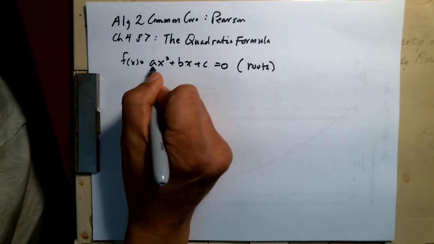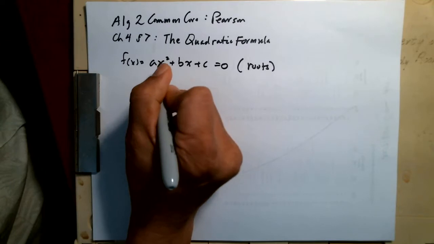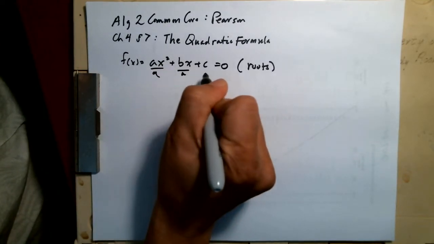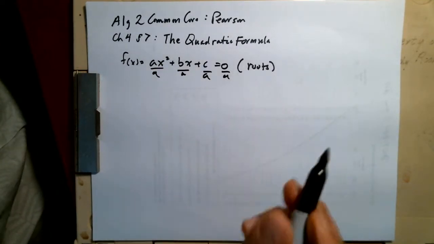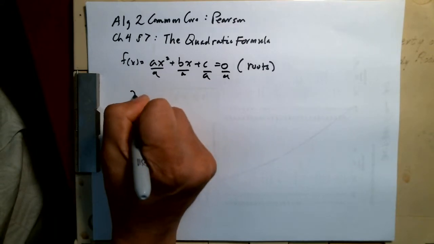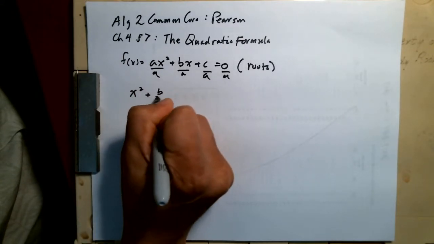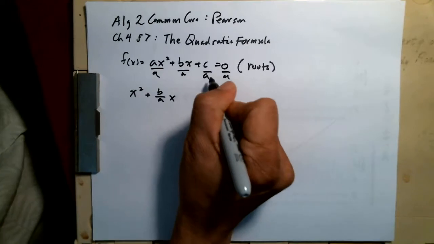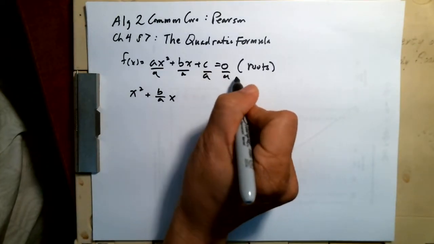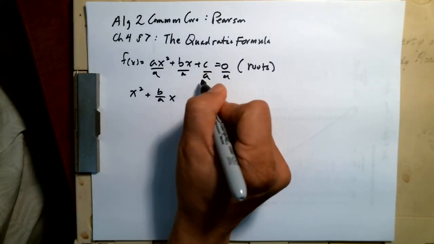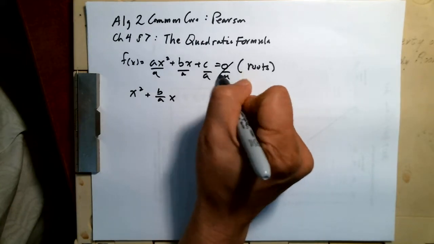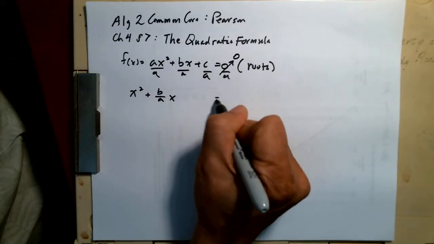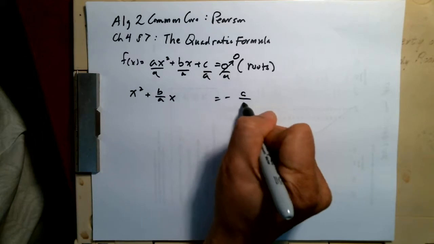Anyways, to get this guy to be a 1, I'm going to divide both sides by a. A divided by a, the a's cancel, you end up with x squared plus b over a x. I'm going to move the c over a to the right-hand side by subtracting c over a. Well, 0 over a is just 0, so you end up with negative c over a.